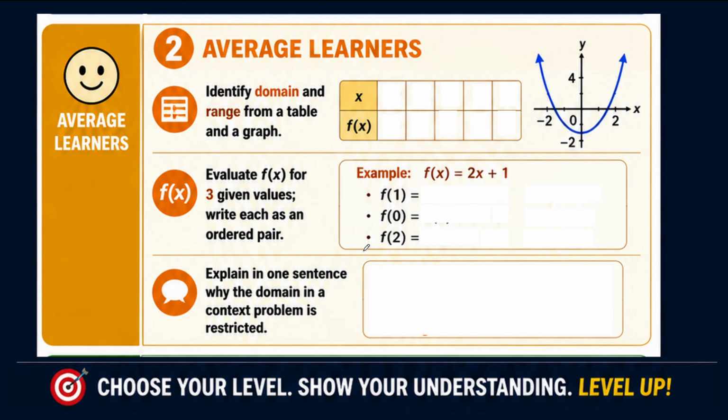Pero kapag sa tingin mo naman, okay, pakita ko na sa inyo. Ayan. Pag sa tingin nyo naman, average learner kayo, you have to identify the domain and range from the table, using this graph. Okay, what is the domain? What is the range? So, evaluate f of x for 3 given values. Write each pair of ordered pairs. So, tatlo naman yan. So, using this f of x. Explain in one sentence why the domain in a context problem is restricted. So, kapag na-overcome mo tong average learner, magle-level up ka na.